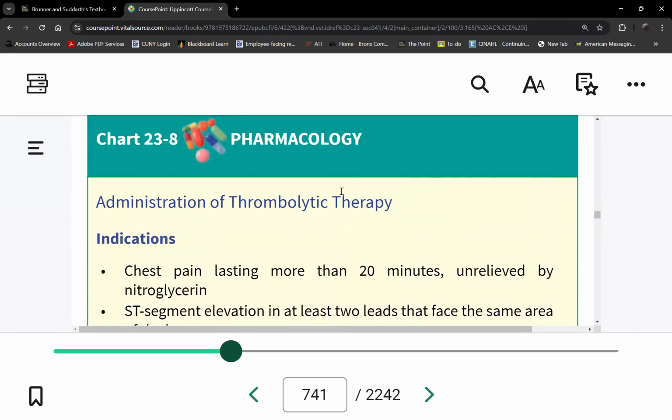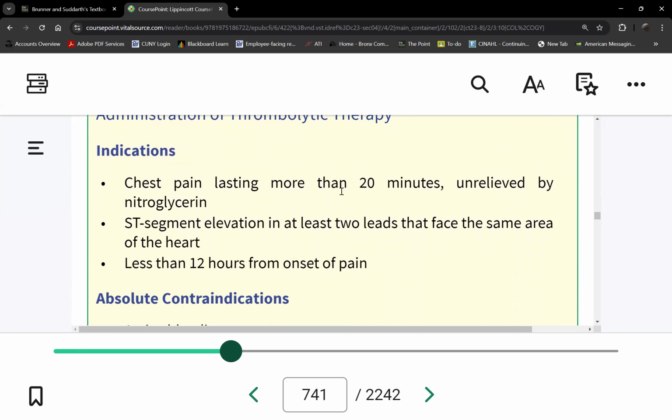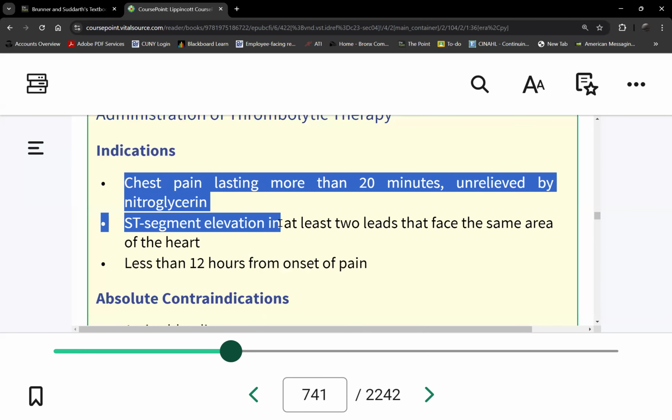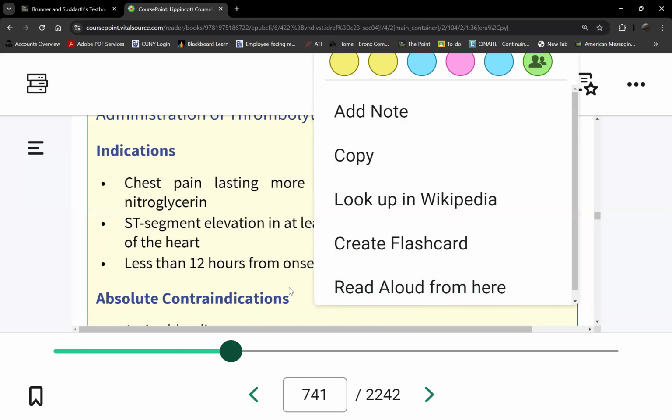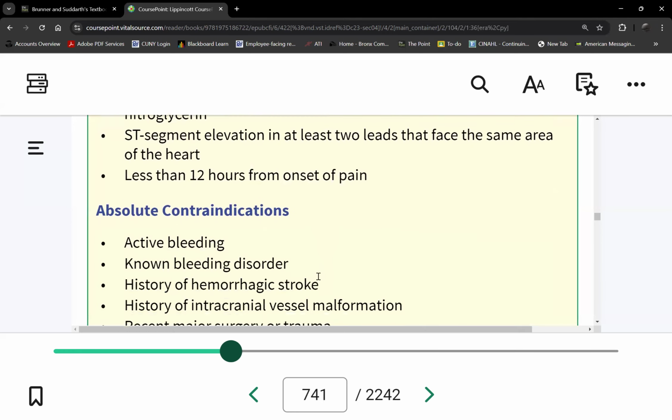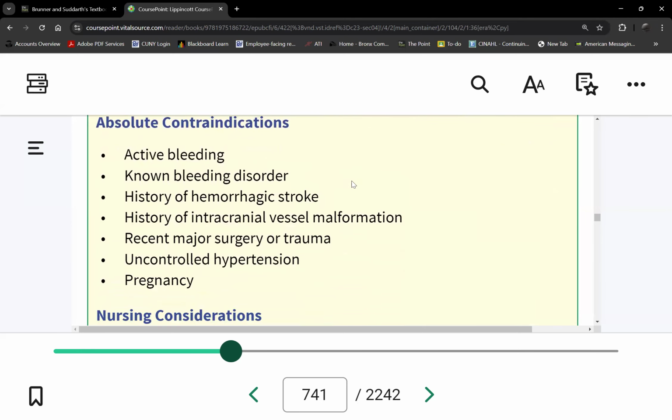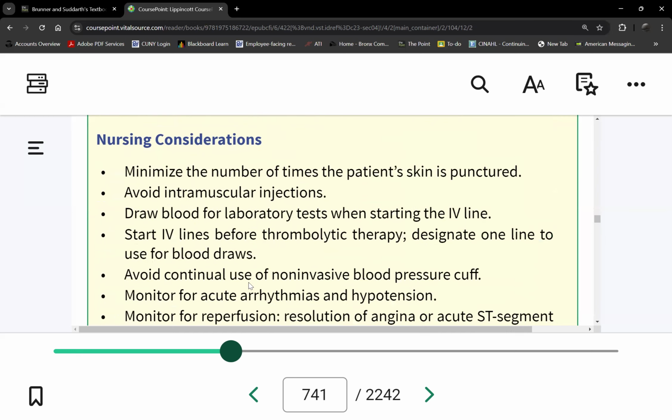Okay, so here's the contraindication part if we choose the thrombolytic route. So here are your indications: chest pain lasting 20 minutes or more, ST elevation, and the patient is less than 12 hours from the onset, so they're qualified for thrombolytics unless they have any of these. So if you have active bleeding, known bleeding disorder, all the way to pregnancy, can they have this option? No, PCI only.